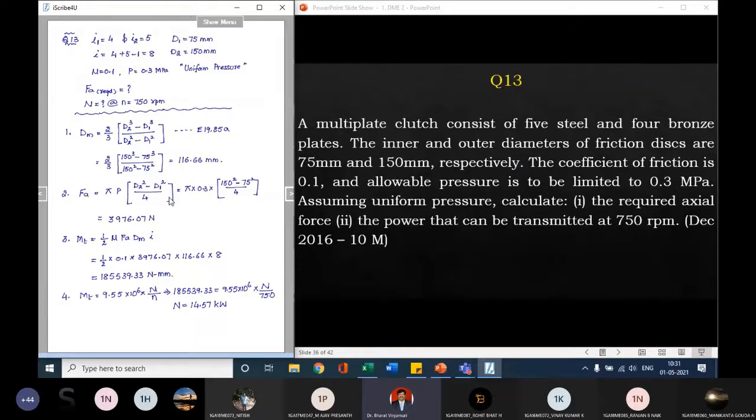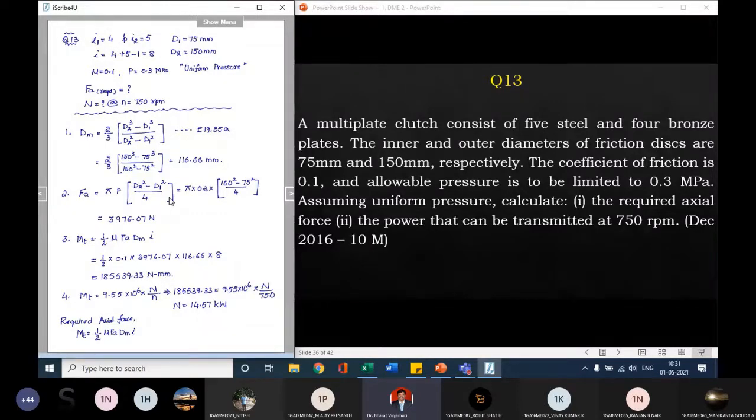Now, is the problem completed? No, sir. We need to find the axial force. Yes. Required axial force once again. Once again, when I'm trying to go for required axial force, I'll go for this equation. Same equation. MT is equal to half mu FA DM I.